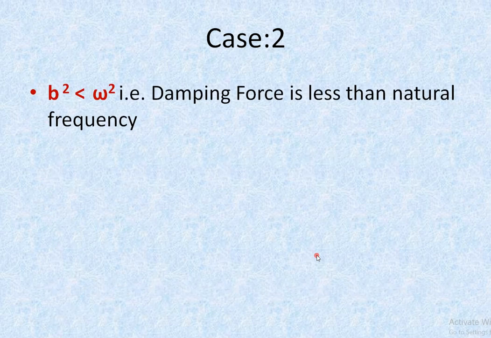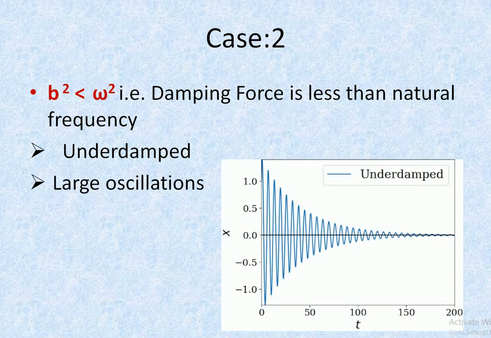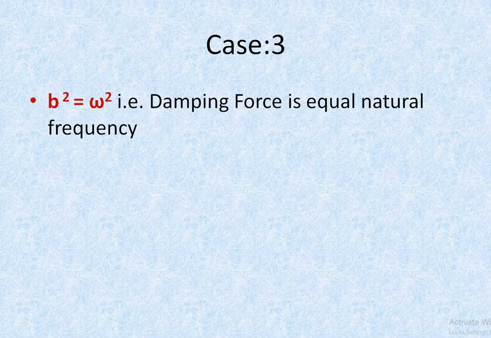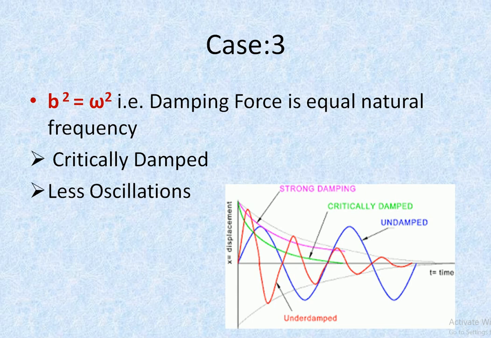Now the second case is b square less than omega square. That is, the damping force is less as compared to the natural frequency of the body. This is the case of underdamped condition, and in this case, large oscillations are there. Now the third case, b square is equal to omega square. That means the damping force is equal to the natural frequency of the body. In this case, fewer oscillations will be there, and this is the case of critical damping. Thank you.